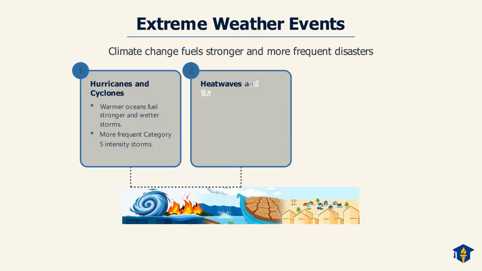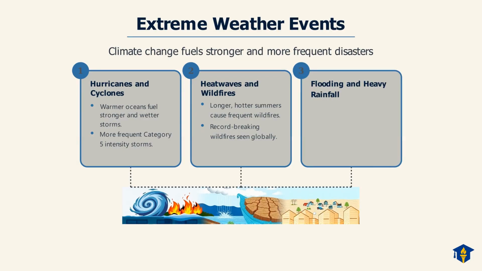Heat waves and wildfires are also increasing in frequency and severity across many regions. Longer, hotter summers create ideal conditions, leading to more frequent and devastating wildfires. Indeed, record-breaking wildfires have been observed globally, impacting vast areas and ecosystems.